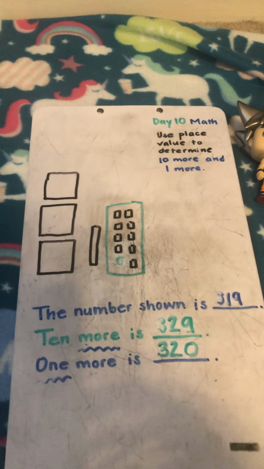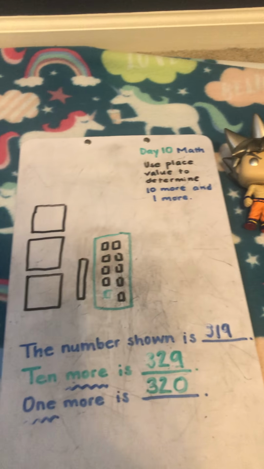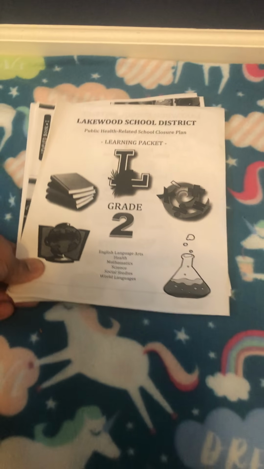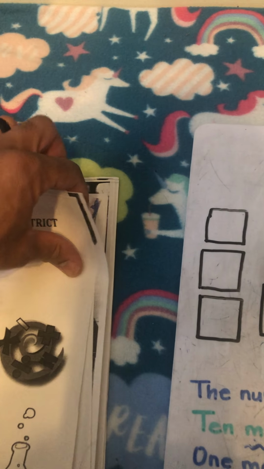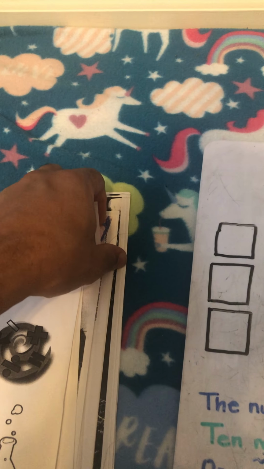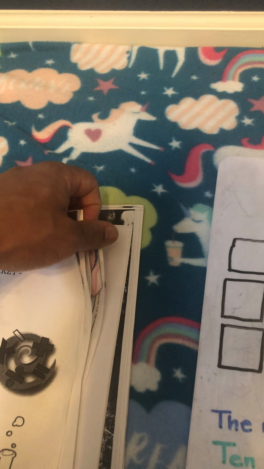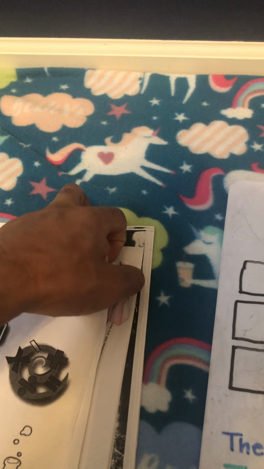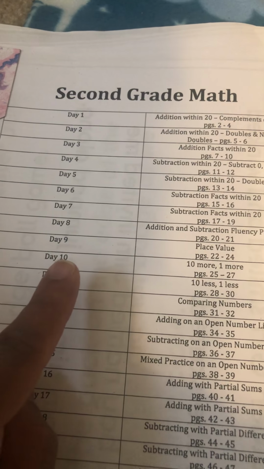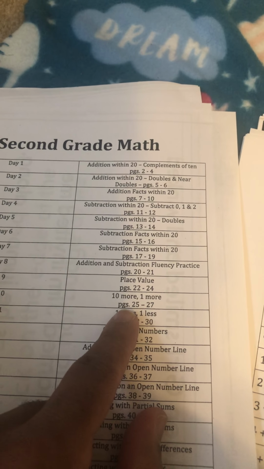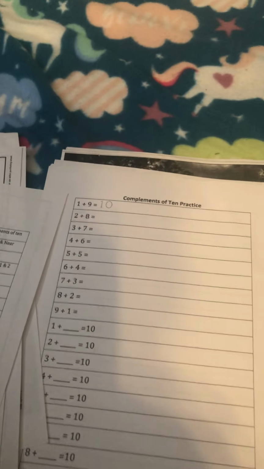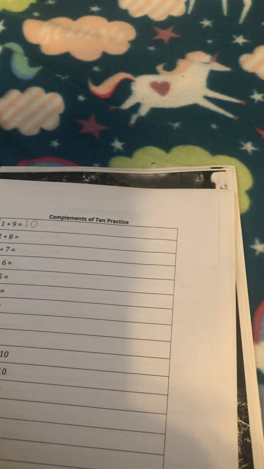Okay? Today you're going to be looking at concepts very similar to these in your learning packet. I'll very quickly get to my math section since I have my sticky note here. Thank you, Sticky Note Strategy. And I'll look at what's going to be our day 10 assignment. When I look at day 10, I see that we're working on 10 more, one more, and that's going to be on pages 25 through 27. So again, I need to look at pages 25 through 27 in my learning packet.